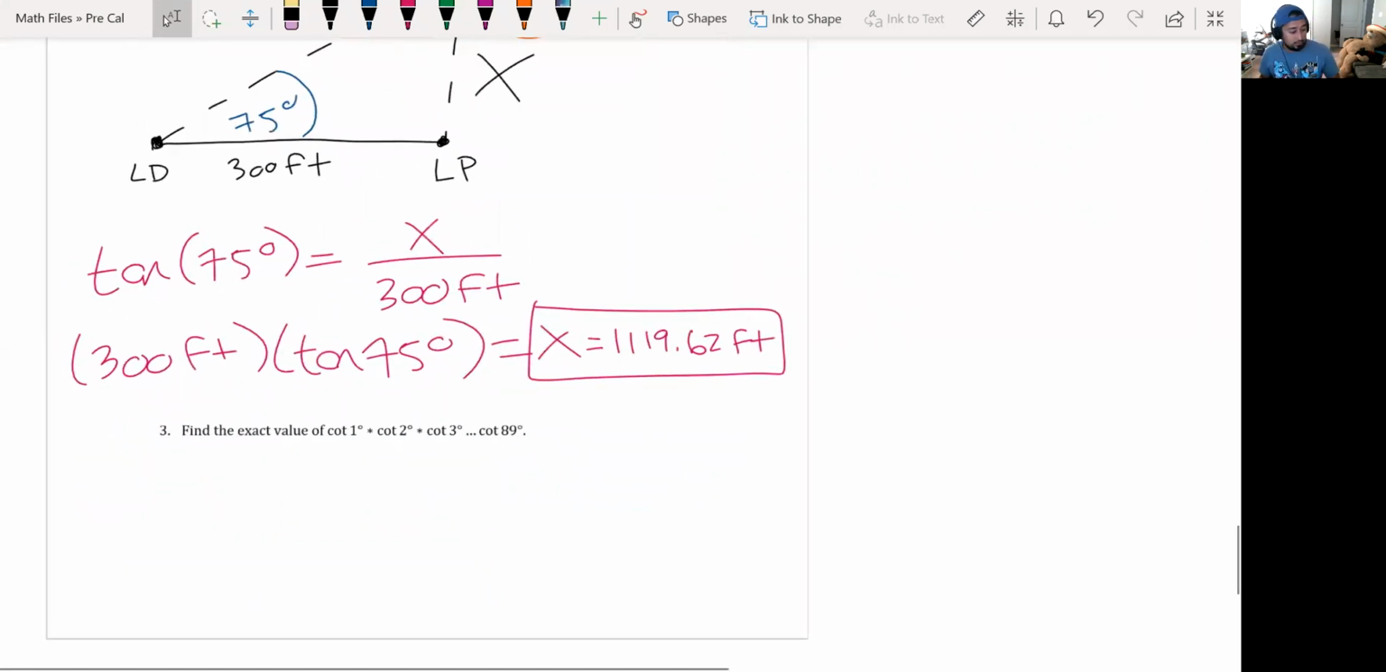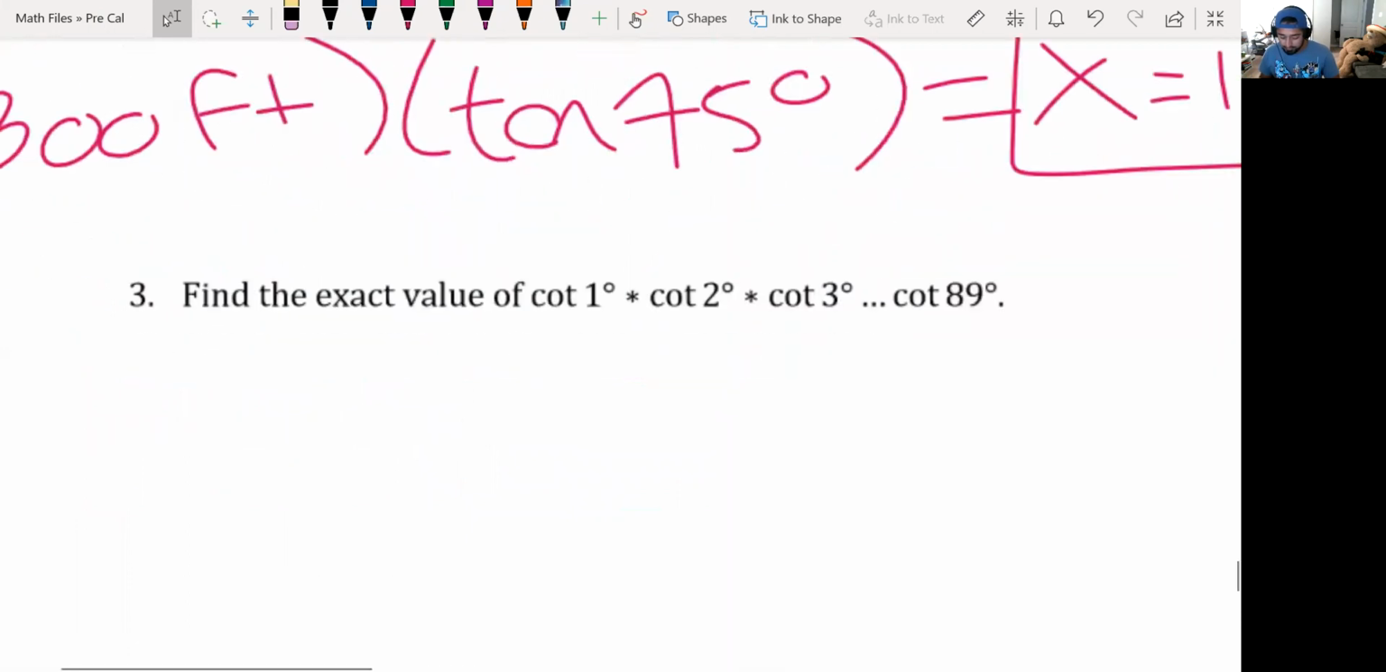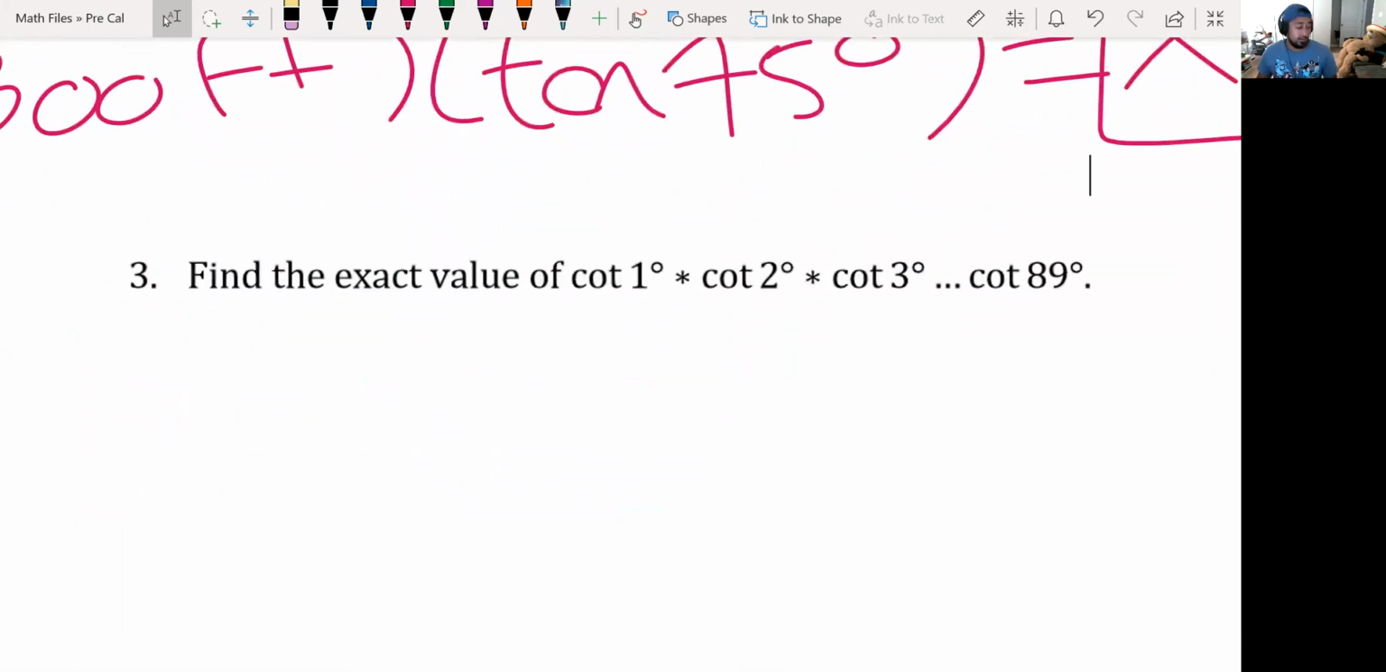And last one. This is a fun one. Find the exact value of the cotangent of 1 times the cotangent of 2 times the cotangent of 3 and so on, times the cotangent of 89. So in your calculator, type all of that to 89. Just kidding. No, that's too much.